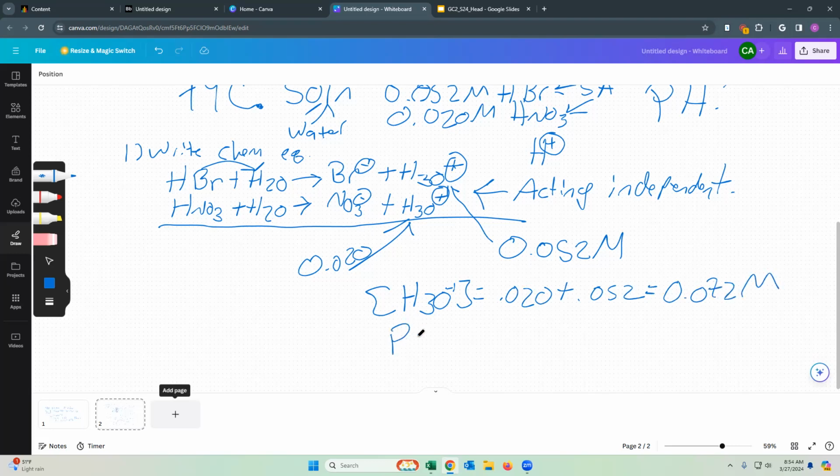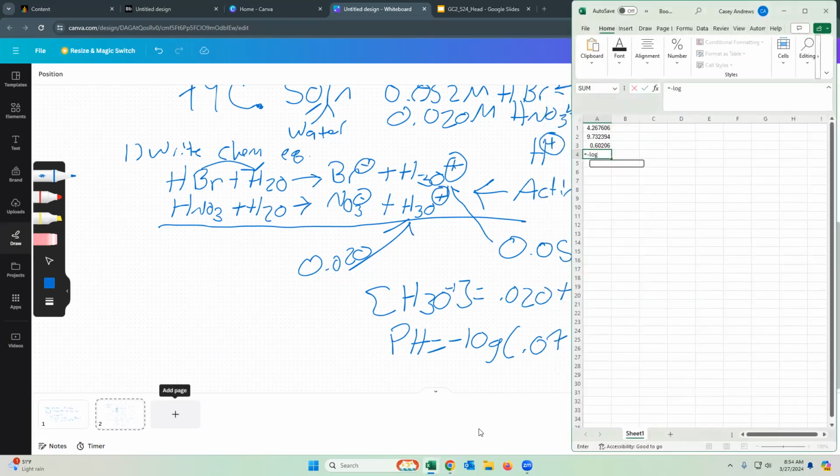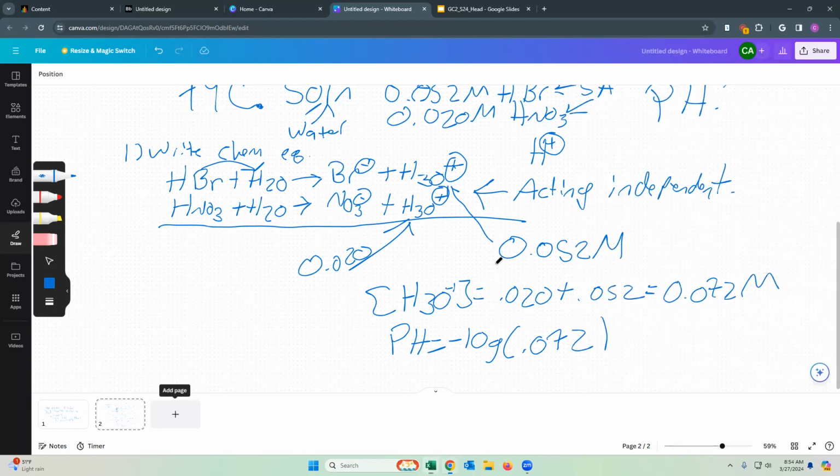And then I want to get the pH of this, which is minus log of 0.072. So pH is 1.14. The main takeaway from this problem is that strong acids dissociate completely, right? And when I had multiple strong acids, they work together.